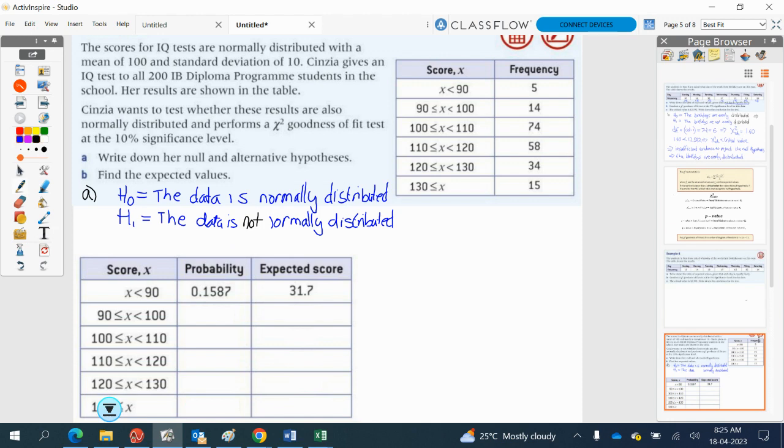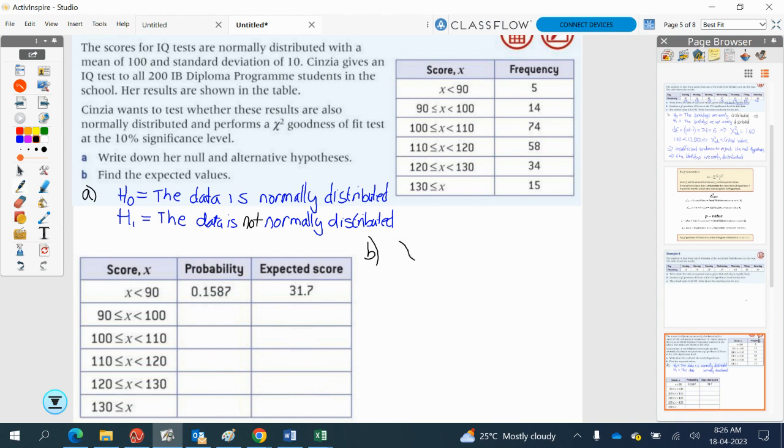The data is not normally distributed. Find the expected values. Well, how can we find the expected values? Do we take the probability of each of those things occurring? But that would get you the expected probability of each one. We need the expected value. Yeah, and then how many students would you expect? And then times that by like 200.